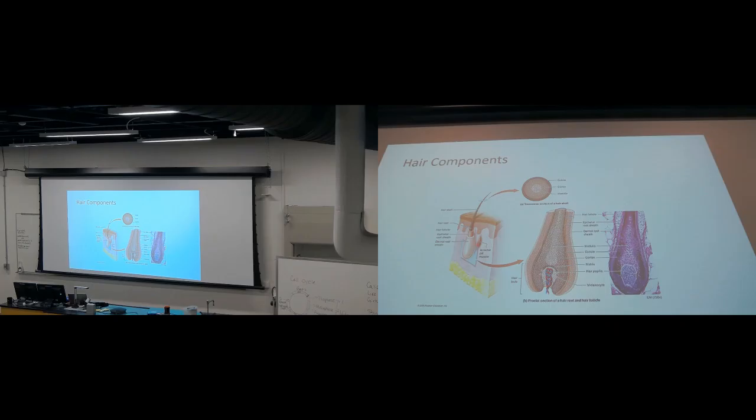So here are the components of the hair. This is a shaft. This is a cross section of the shaft. We have an inner part that is called the medulla, and then the cortex. All of this is a stratified keratinized epithelium, and then this shaft is protected by a cuticle.